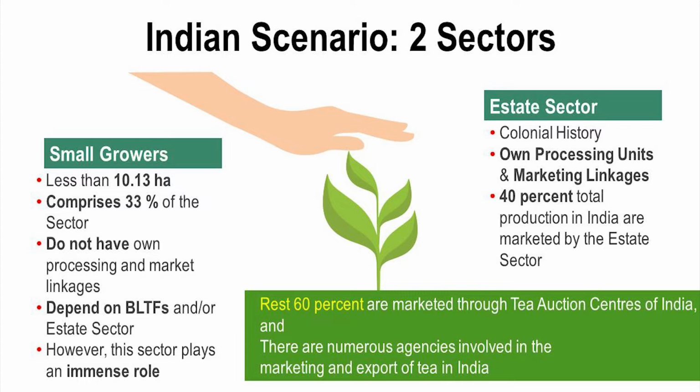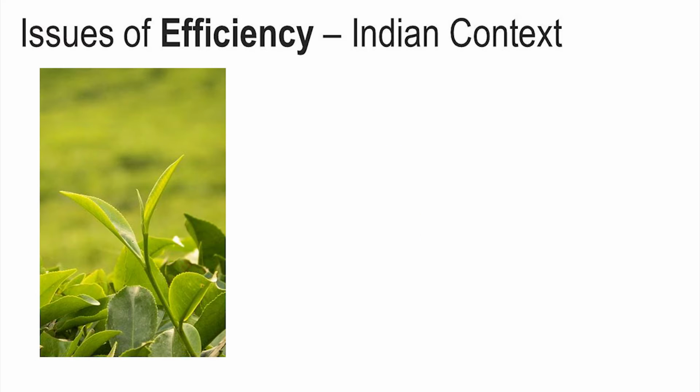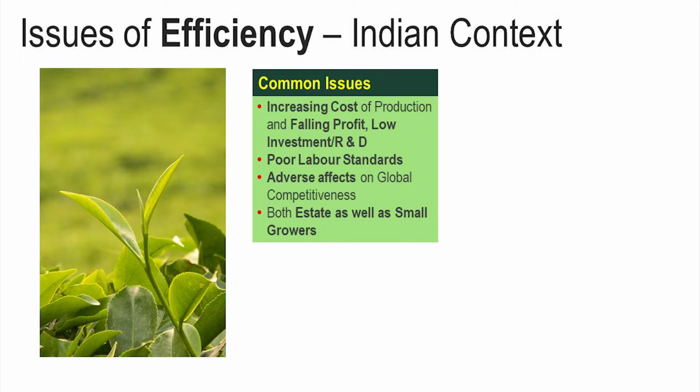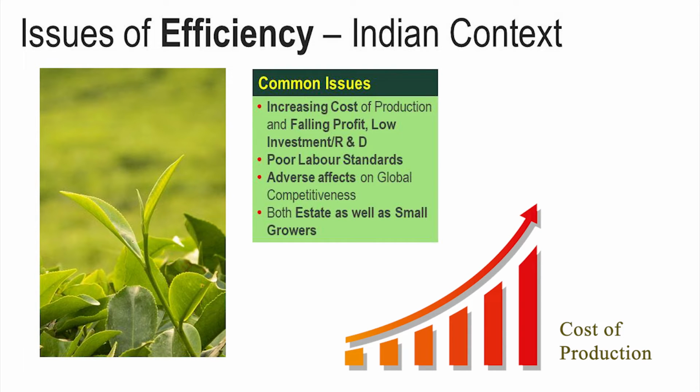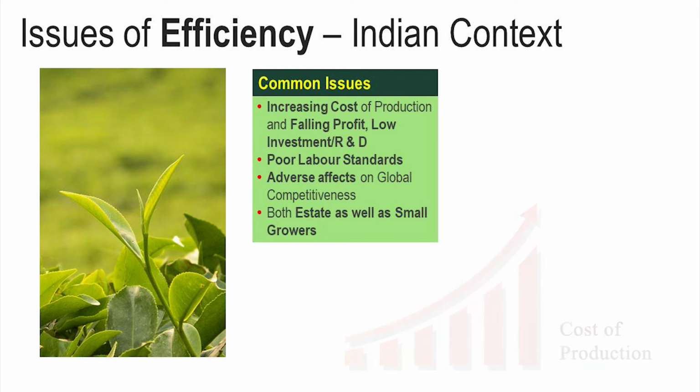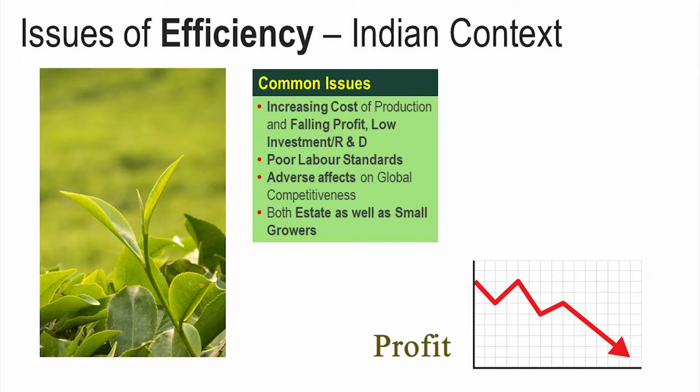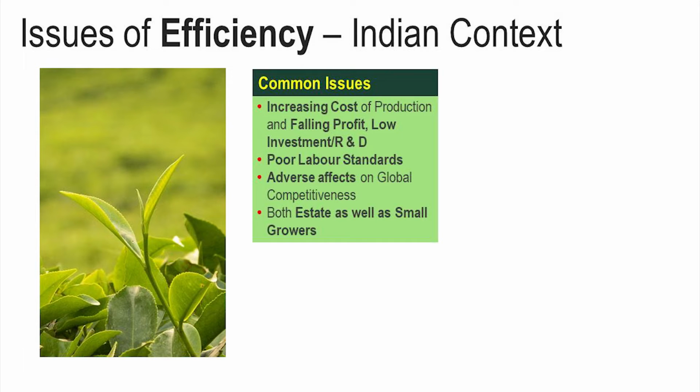Now, if we look at the issues of efficiency, particularly in the Indian context, then we have some common issues which are shared by the big estates as well as the small holding tea growers. First of all, gradually we see that there is an increasing cost of production and also a falling or low level of profit. And this consequently results in a low level of investment and R&D, which affects the overall productivity and efficiency of the sector.